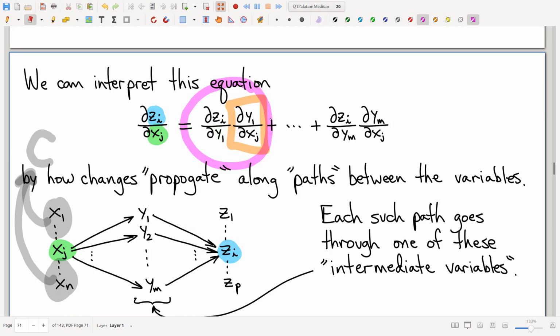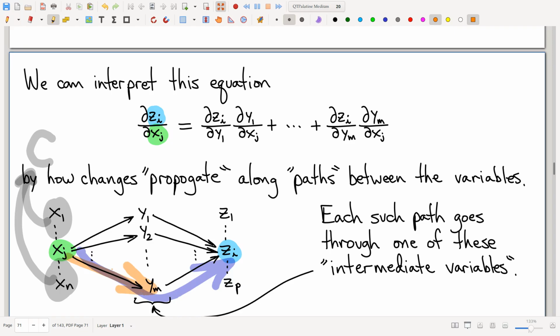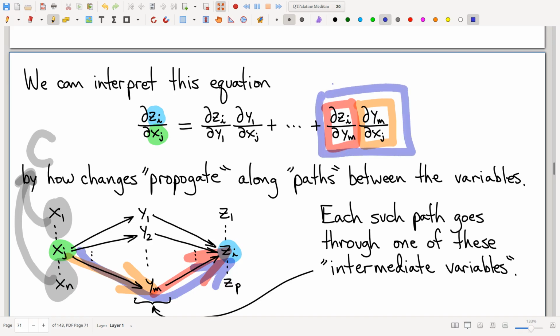Let's get rid of all that stuff. Let's go down to the very last one, looking at that path. Well, we have a way to write down how xj changes contribute to ym changing, and we have a way to write down how those ym changes alone will contribute to zi changing, and bam, there you go. That path creates that term.